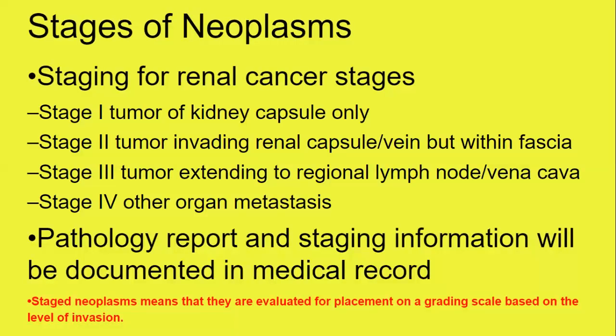Okay, so let's talk about stages of neoplasm. Staging for renal cancer stages. Stage 1, tumor of kidney, capsule only. Stage 2, tumor invading renal capsule, vein but not fascia. Stage 3, tumor extending to regional lymph node, vena cava. Stage 4, other organ metastasis. Pathology report and staging information will be documented in your medical record. Staging neoplasms means that they are evaluated for placement on a grading scale based on the level of invasion. So your stages are based on level of invasion.